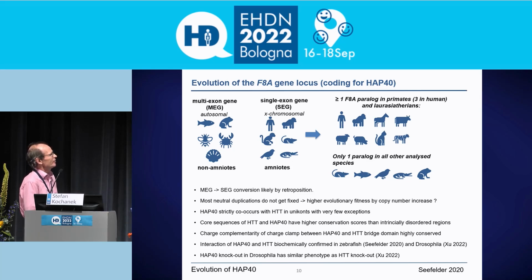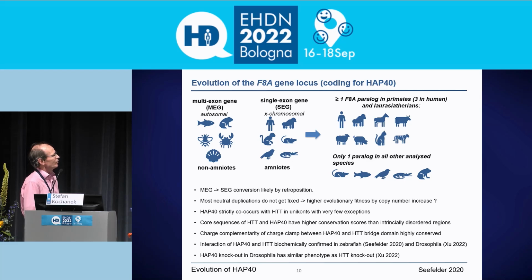So the mechanism is that the conversion likely took place by retroposition, so integration of a reverse transcript. And it's quite interesting that normally neutral duplications which do not have an effect do not get fixed. But here, what happened is the multi-exon gene got lost during the conversion, and the single exon gene survived, and even then amplified in some of the higher species. So I think that's very interesting and might indicate some increased evolutionary fitness by the copy number increase.